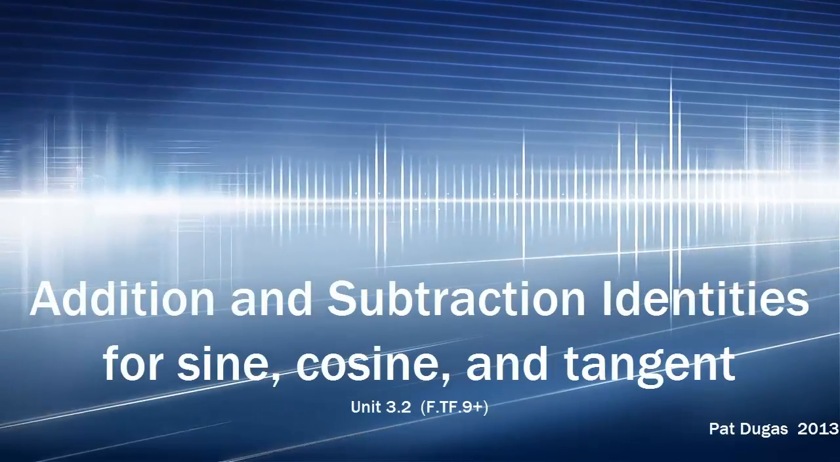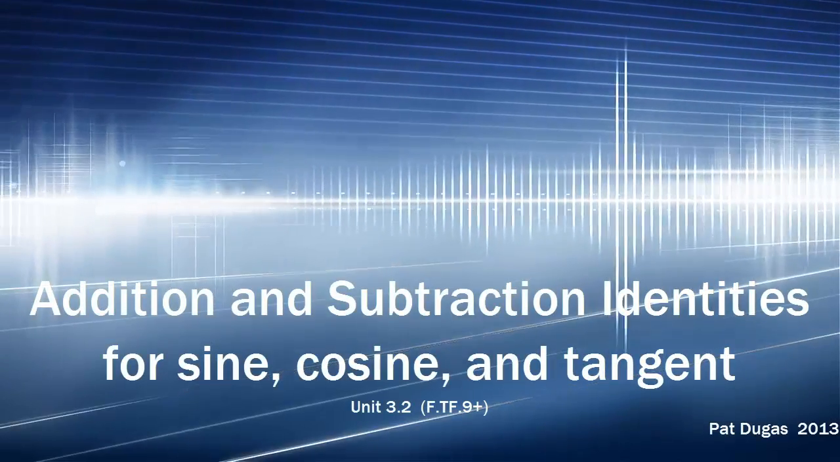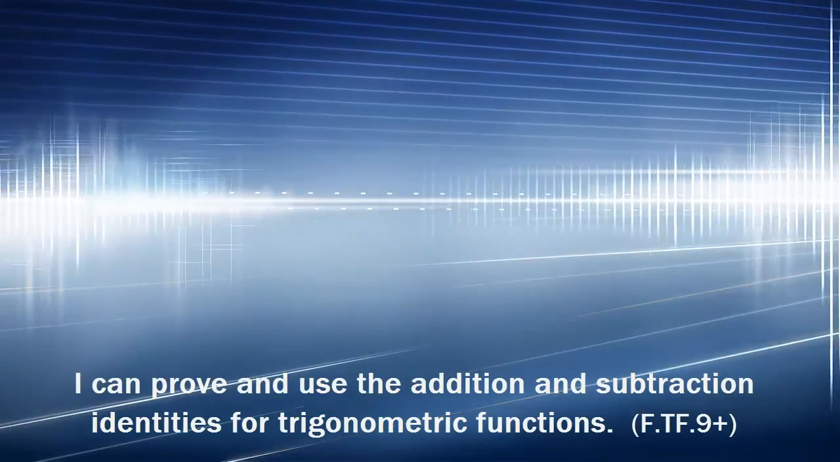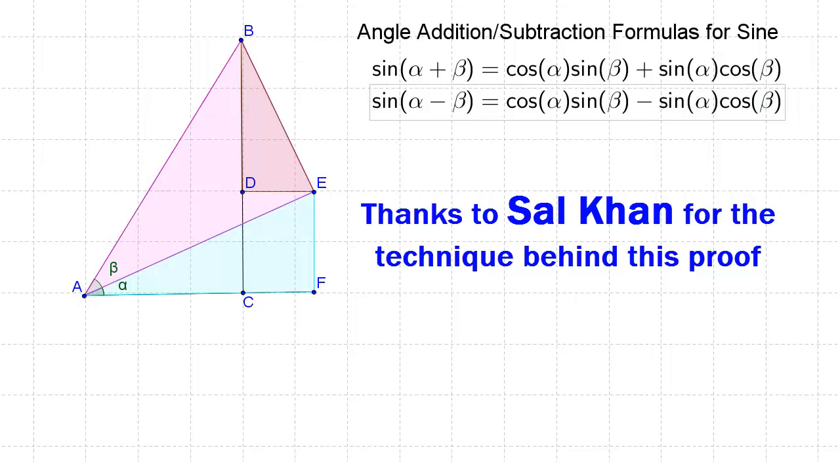We're going to expand your knowledge of identities to include addition and subtraction identities for the trigonometric functions that have a lot of utility. We're now going to prove the angle addition and subtraction formulas for sine. And we're going to focus on the addition formula that you see first, because that's the major proof we're going to use. In the alpha minus beta subtraction formula, it works the same way, just by switching the angles.